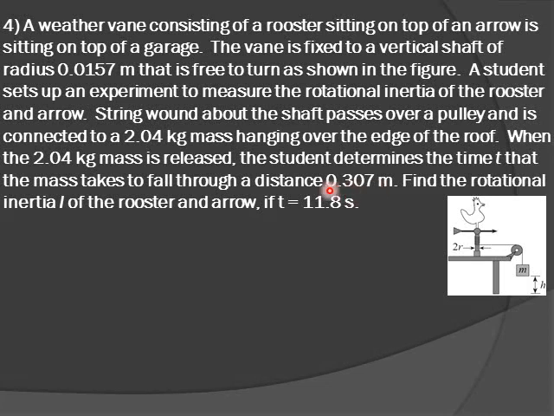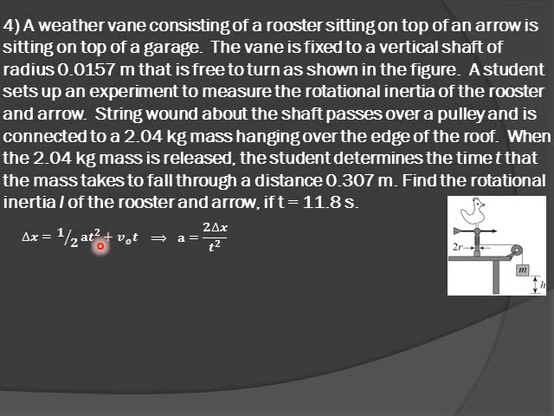So I have a distance that is going to be falling. I have a time that's going to be falling also, and I know my initial velocity is going to be 0 because it's released from rest, so I can use that in order to determine how much acceleration it's going to have. So displacement is going to be 0.307, and then the acceleration, and then we got the time, which is 11.8, and then the initial velocity is 0.